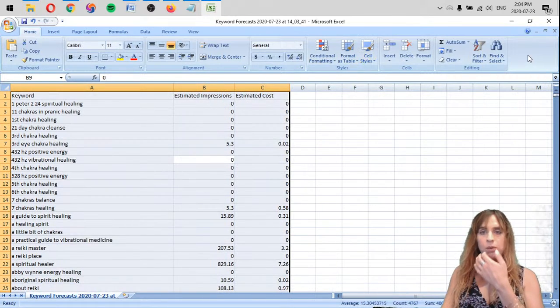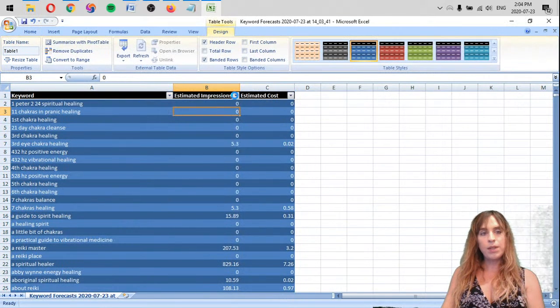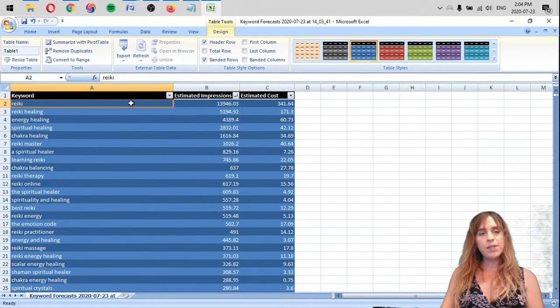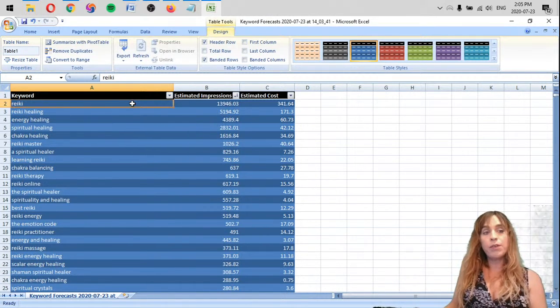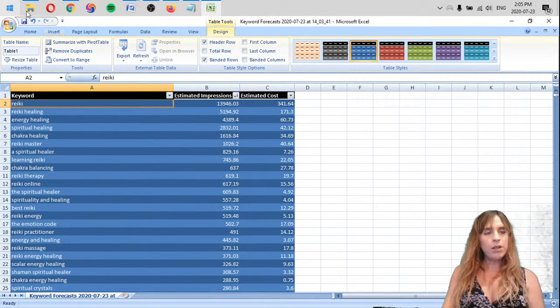So I'm going to turn this into a table and then sort largest to smallest. And we're going to take a look at the type of keywords that might be actually someone looking for Matt's services. Because we did our best to narrow it down at the beginning, but that's not to say necessarily that all these keywords are going to be relevant to him. So let's take a look through this list.